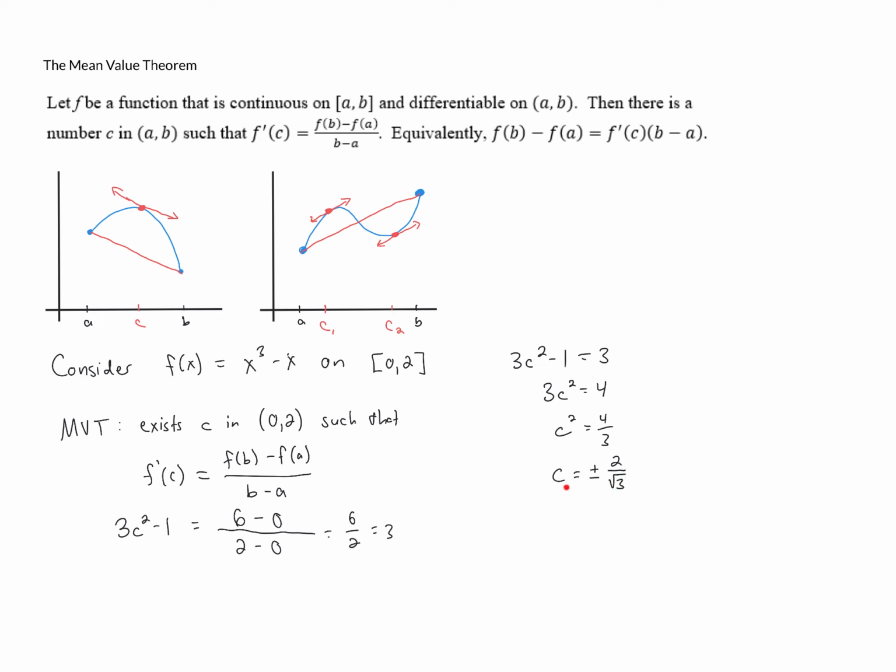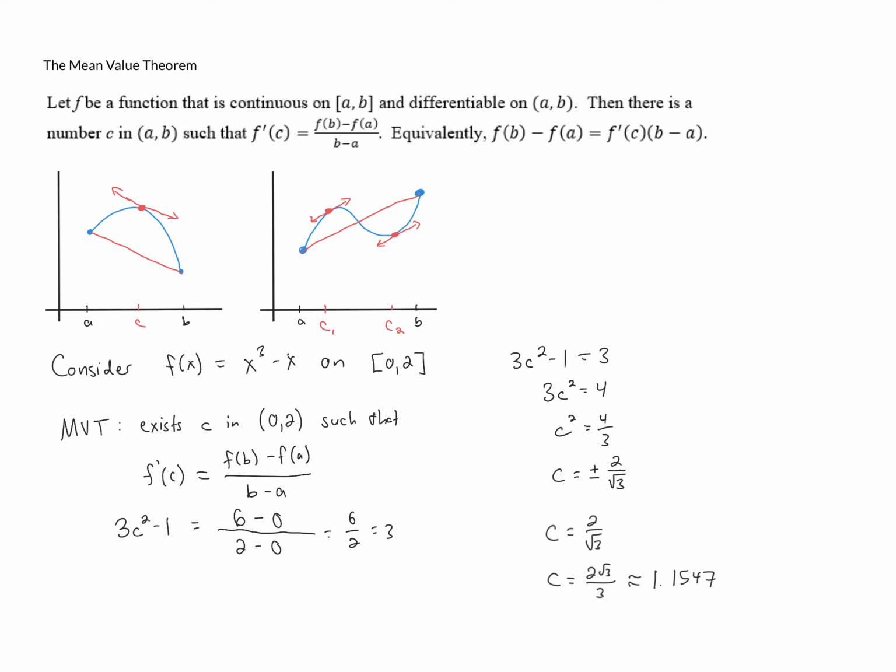So there are 2 potential values of c, but remember, our interval is from 0 to 2, so that means we need c to be positive. So really, the actual value here is positive 2 over root 3. If you don't want that root in the denominator, if you want to rationalize the denominator, you can multiply the top and bottom by root 3. We could also write this as 2 root 3 over 3. And that is approximately equal to 1.1547 if we want an approximation.